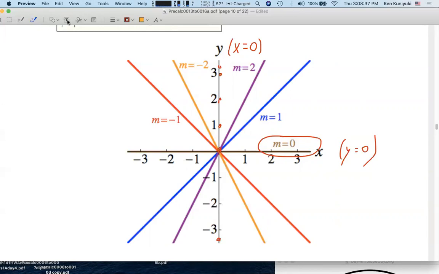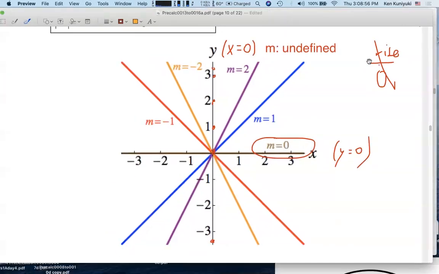All right, again, the slope is undefined for this guy, for a vertical line, because there's no run. The run is 0, rise over run, you're dividing by 0. So slope is undefined. I don't care what the rise is. This is garbage. Slope is undefined.